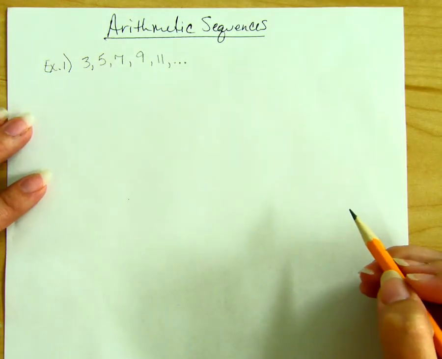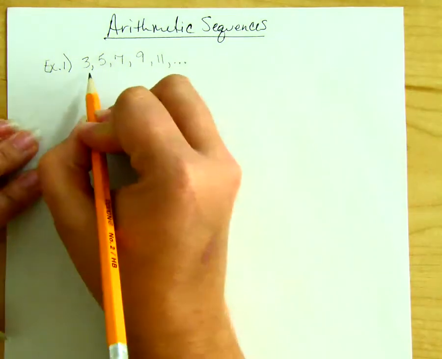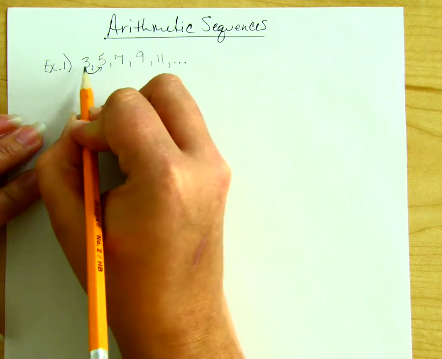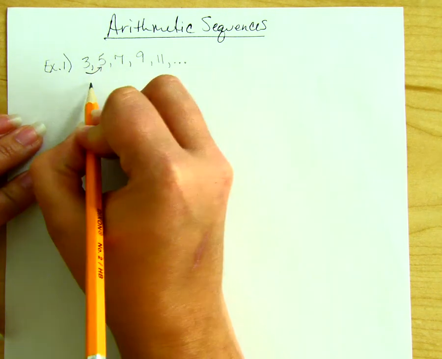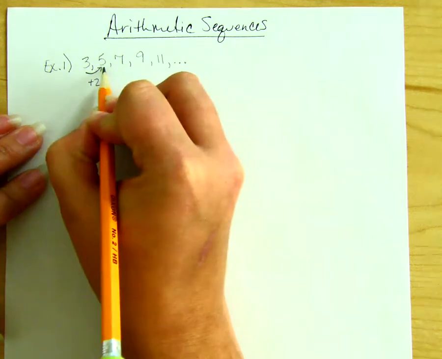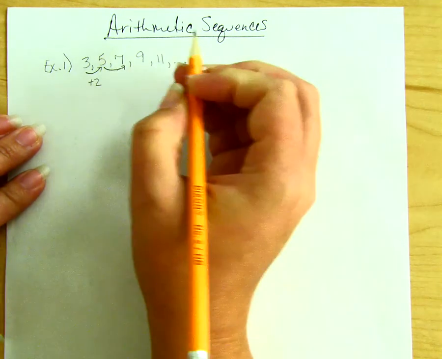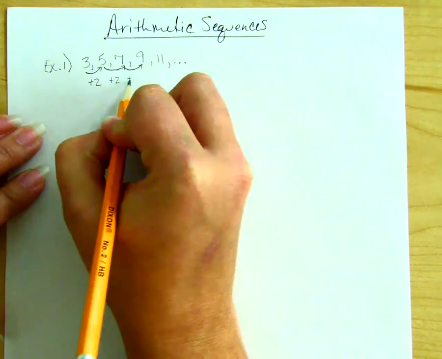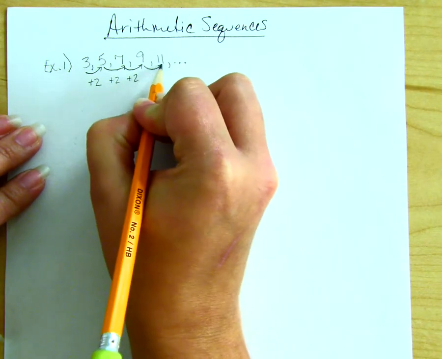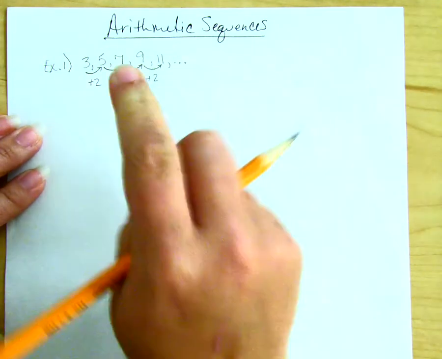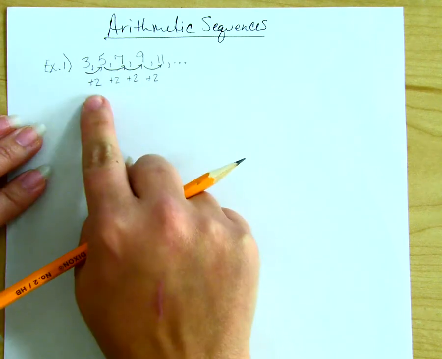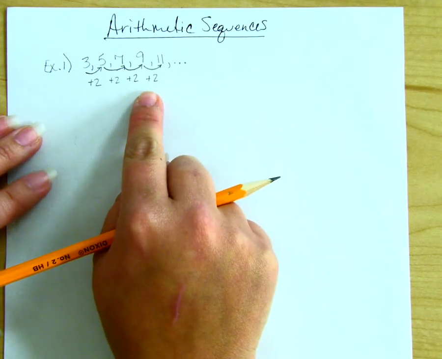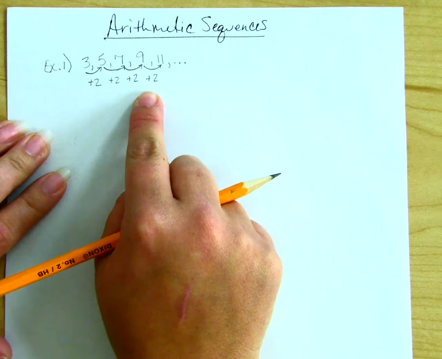To determine if it is arithmetic or not, you simply look at the difference between the numbers. So from 3 to 5, I had to add 2. Then from 5 to 7, I had to add 2. 7 to 9, add 2. 9 to 11, add 2. Because this difference is the same for every pair of numbers, this is an arithmetic sequence.